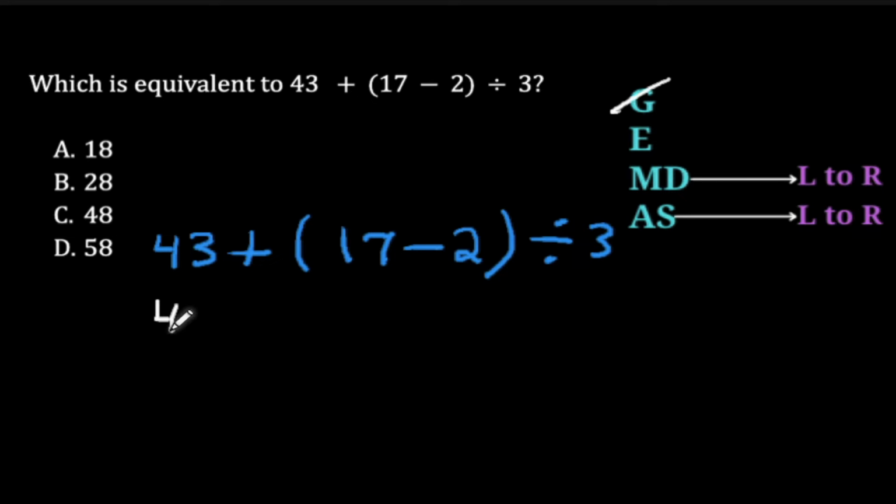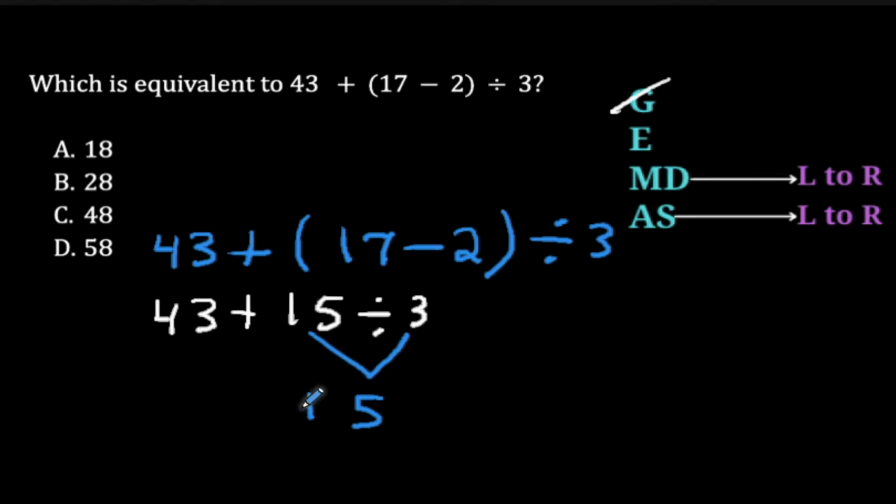So let's bring everything else down. And 17 minus 2 is equal to 15. And bring down your divided by 3. Be careful with this step because we have addition and we have division. According to the order of operation rules, we have to perform multiplication or division before addition or subtraction. So we have division here, which we have to complete first. So 15 divided by 3 is equal to 5. Then you can add the 43 to that. And so that gives you 48, which is answer choice C.